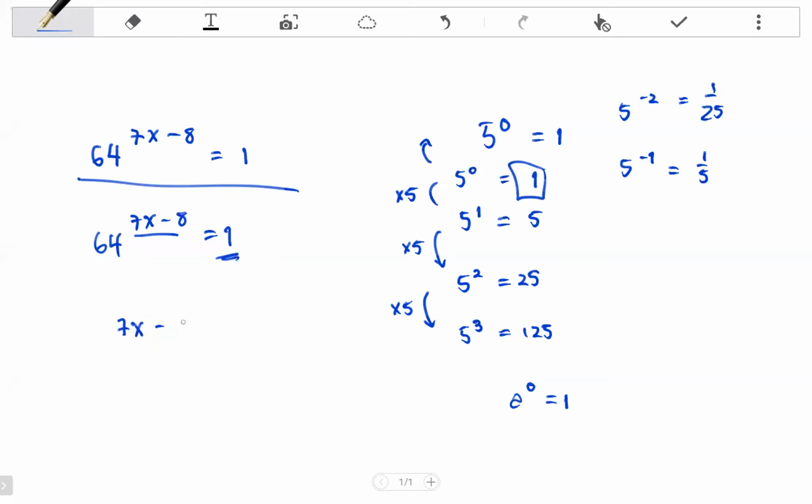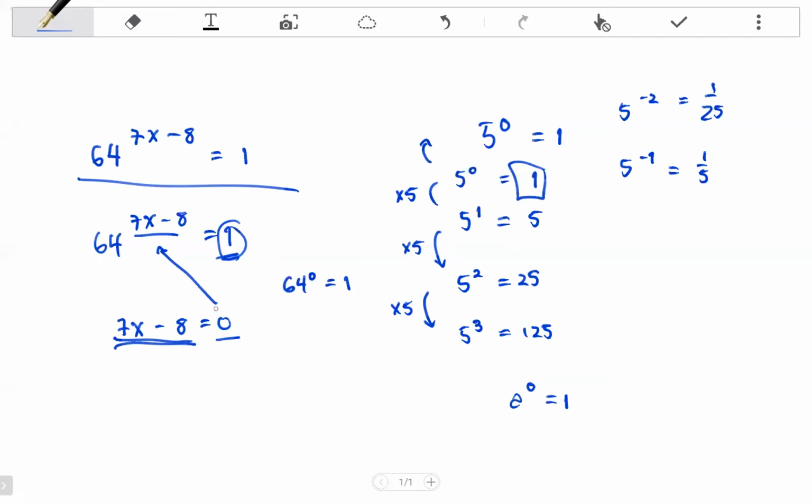So we can set that equal to 0. This has to be 0 for it to be 1. Because if we plug in 0 here, we know that this is 1. So this is much more helpful. We can just solve for x then. At what value of x does this exponent equal 0?